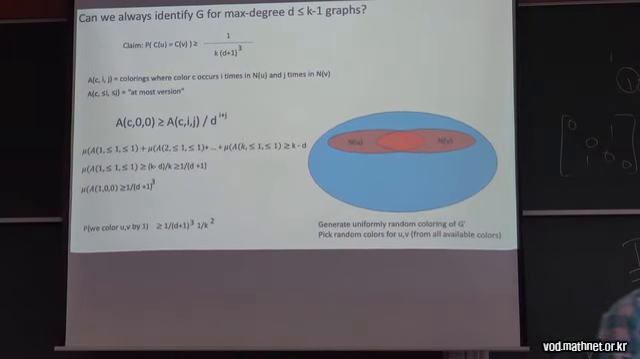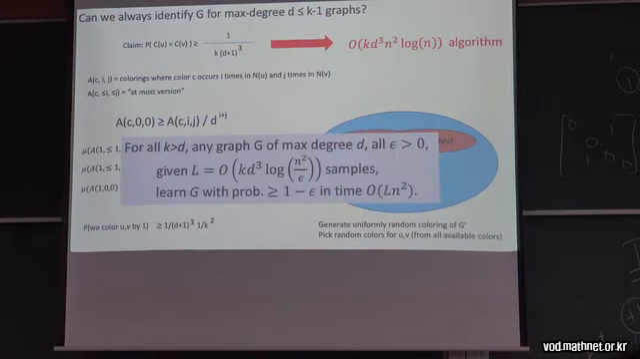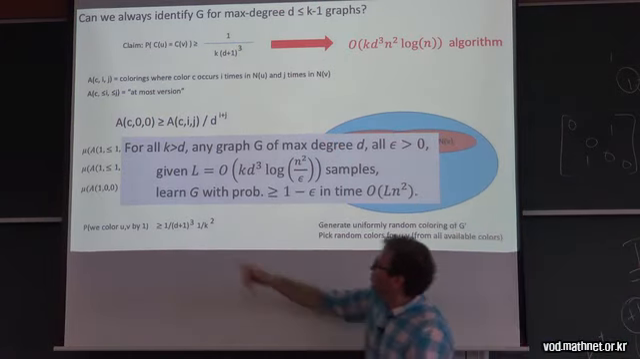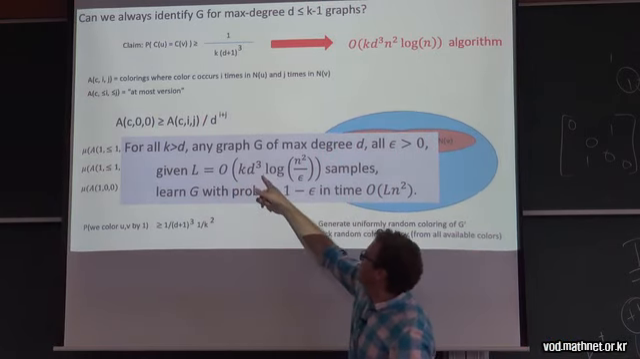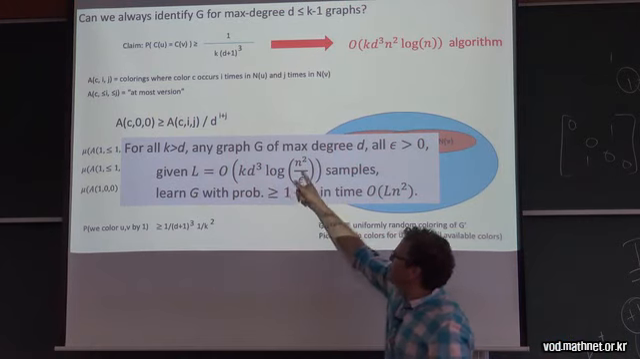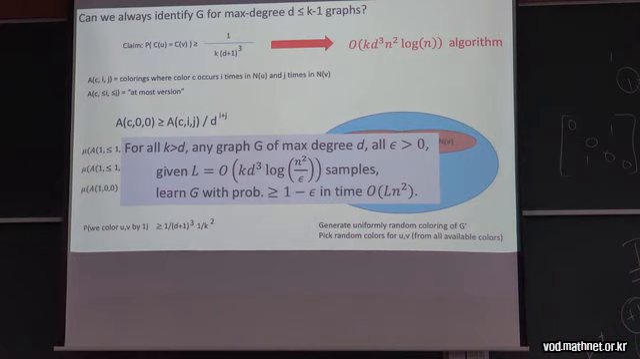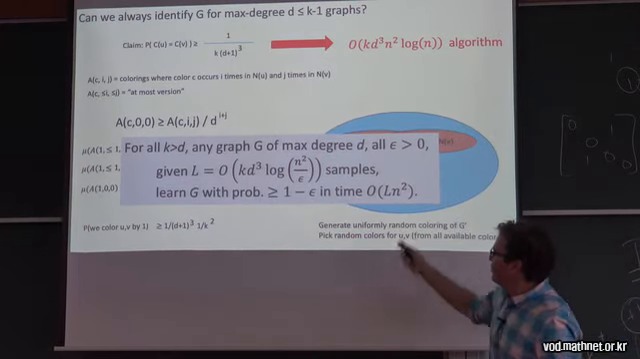So that's the whole thing. We proved that it's identifiable, and we proved that there's an efficient algorithm. And the algorithm takes... Oh, here's the thing with the epsilon. You give me an epsilon, and I want to learn this graph with probability at least 1 minus epsilon. Then the number of samples I need is d cubed log of 1 over epsilon. It must be the same thing for the Ising model too.